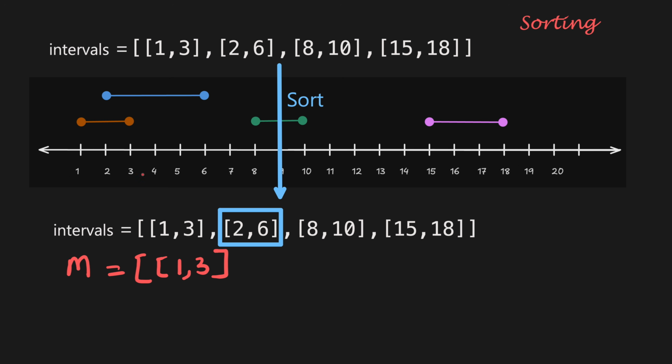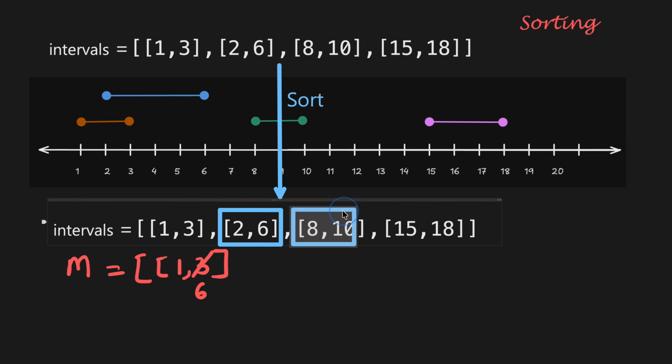And because they overlap, we merge them by updating the end of the last interval in the merge list to be the maximum of the current end, which is 3, and the current interval's end, which is 6. So the new end is now 6, and the last merge interval is now from 1 to 6.